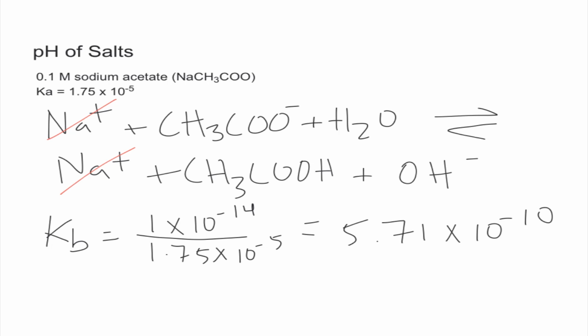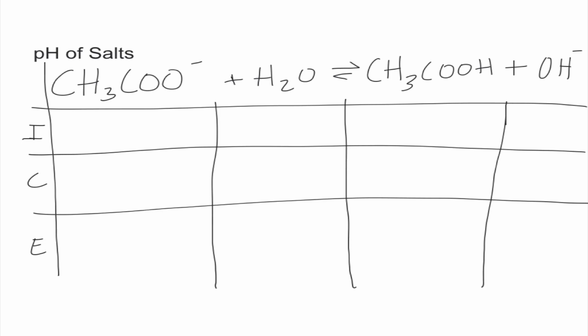So just to sum it up, we now have the Kb for this basic salt, and we'll move on. I will set up this equation right here without the sodiums in the ICE table, and we can continue solving this problem. So here's our ICE table. I took off the sodiums because they're spectator ions, and we can also cancel the water because it doesn't play any role here.